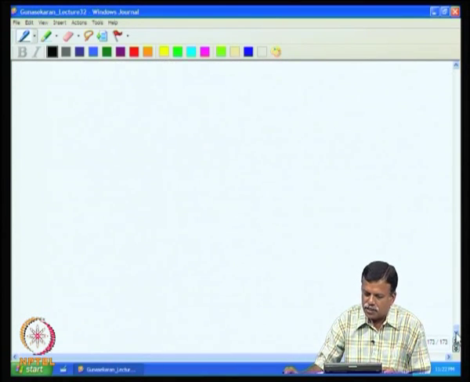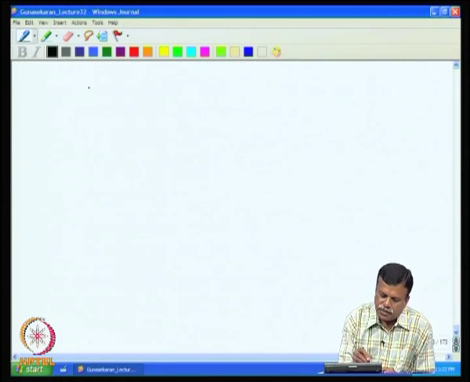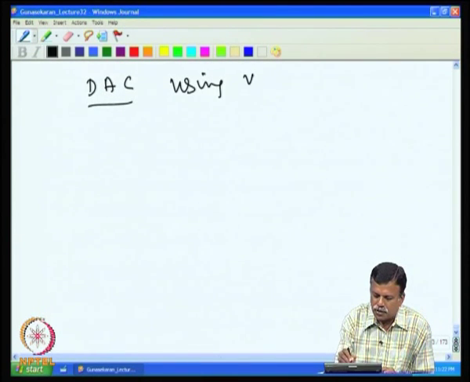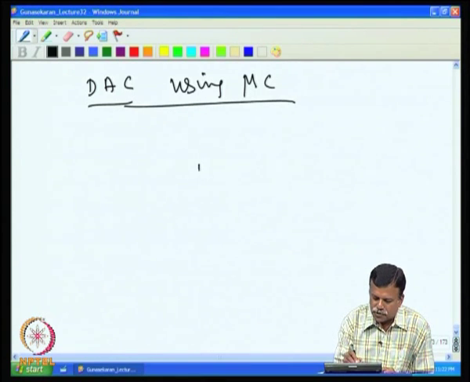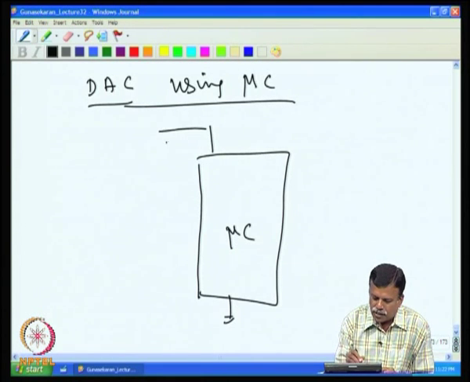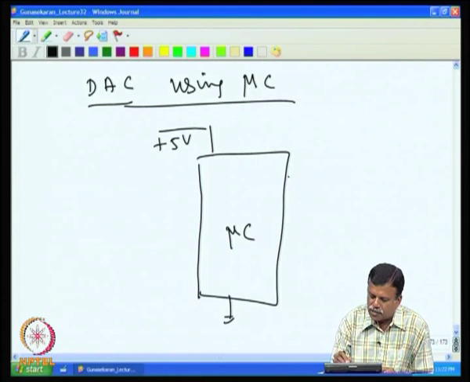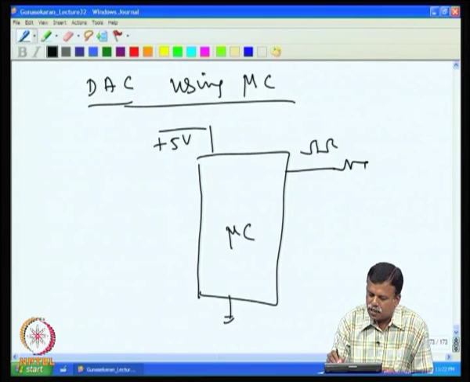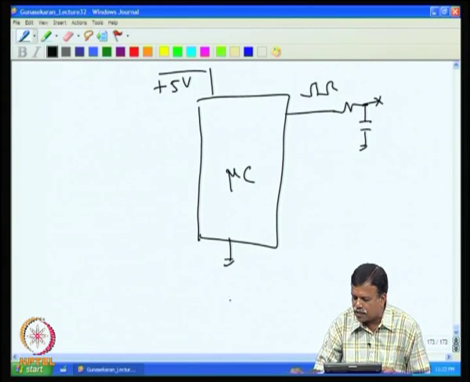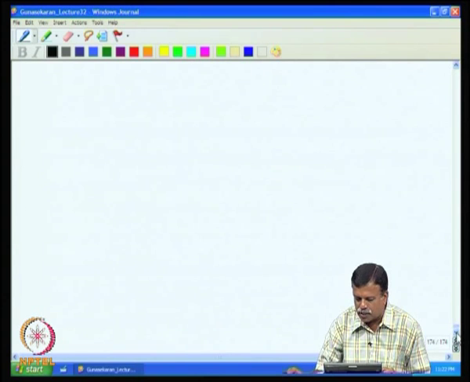Similarly, one can also make a D to A converter using a microcontroller. For example, in the case of a microcontroller based system, we can also have a DAC, which we already discussed. We can have an output which is a PWM, and then an RC network which gives you the analog voltage, but then this is a very slow system. One can also make an R2R DAC or binary weighted DAC using a microcontroller very easily.